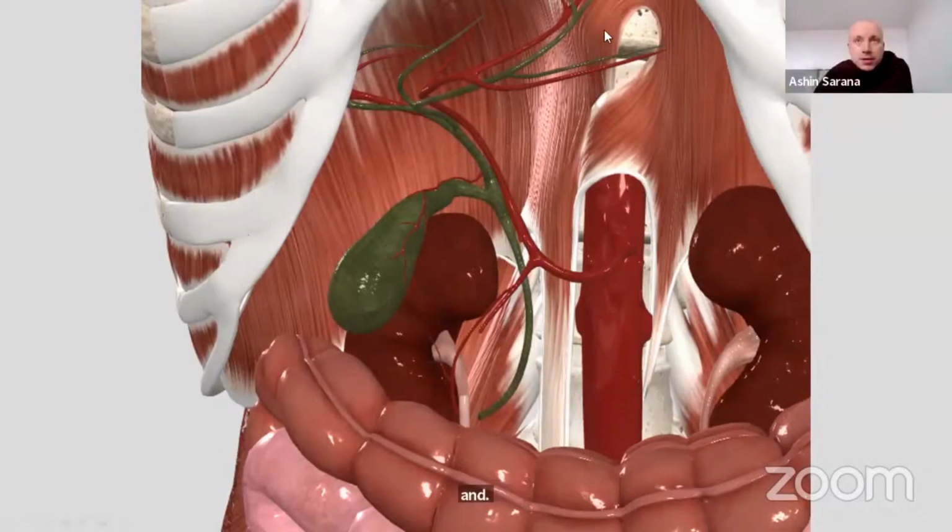And this large muscle that covers it all like a large dome, that's the diaphragm.